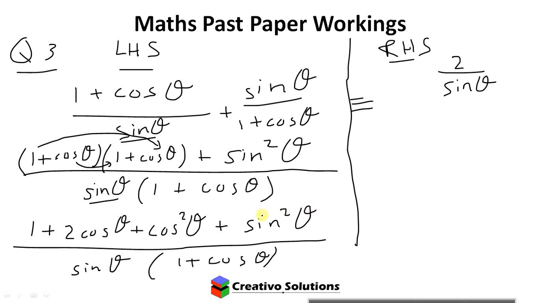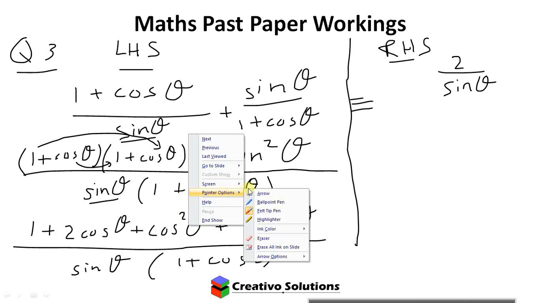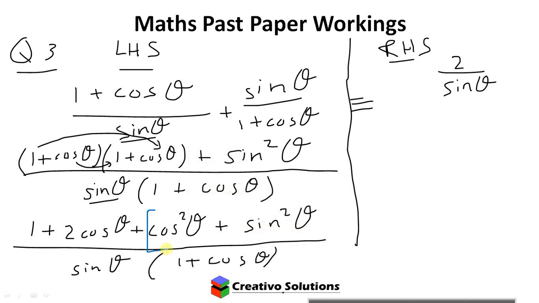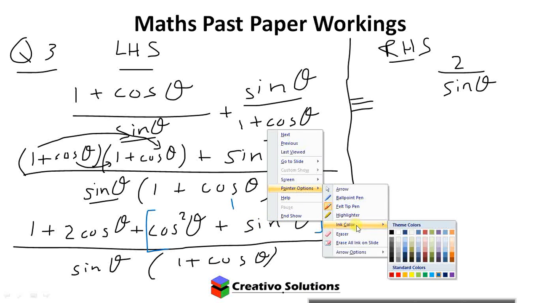So now at the top, what do I have here? I have cos squared plus sine squared. Do I know what cos squared plus sine squared is? 1. Exactly. So I can make this 1. That's an identity. So now I've got 1 plus 1, and 1 plus 1 is 2. So I'll have 2 plus 2 cos theta. Do you agree? Mm-hmm. Okay, so next step.